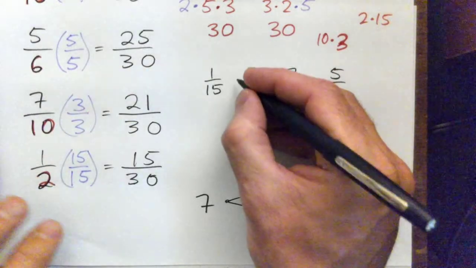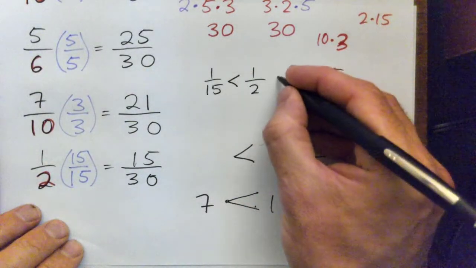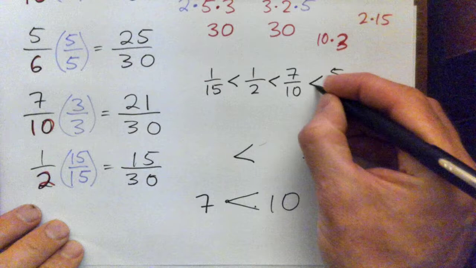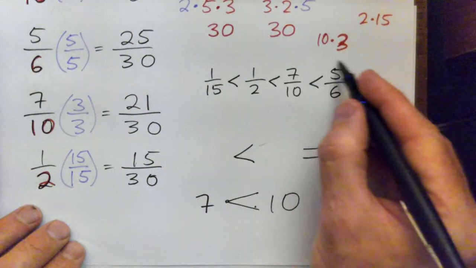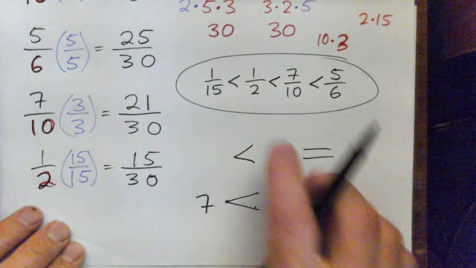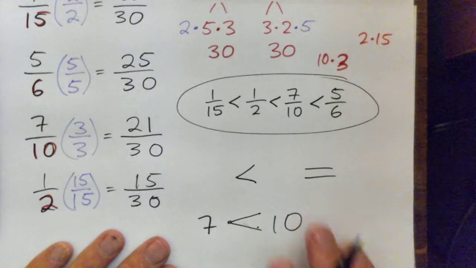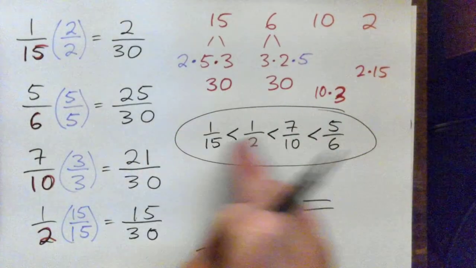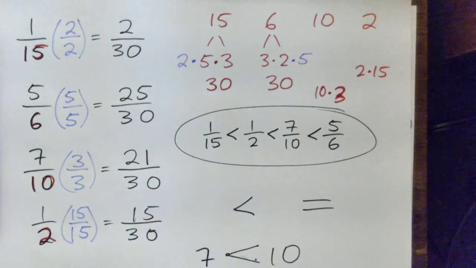In any case, 1/15 is less than a half, and a half is less than 7/10ths, and 7/10ths is less than 5/6. This appears in the back of the book. That's why I wrote that out with the inequalities, but you don't have to. In any case, that's least to greatest. Great question.